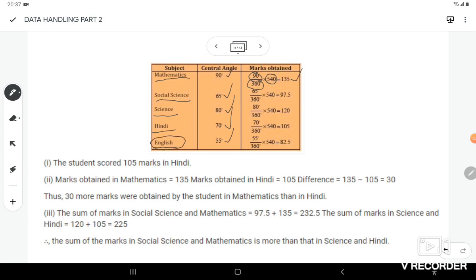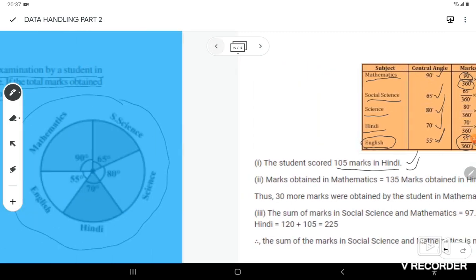Let's see one more, that is English. So central angle is 55 degree. So 55 degree divided by the 360 degree into 540 marks, that is total marks. So it gives us 82.5 marks. From here you can see the student scored 105 marks in Hindi.